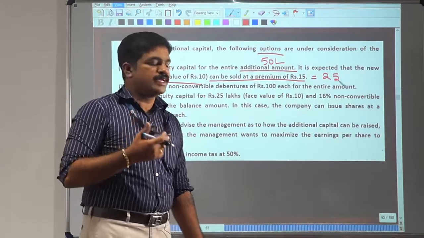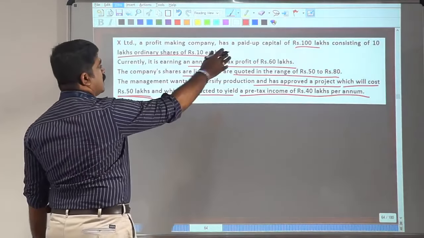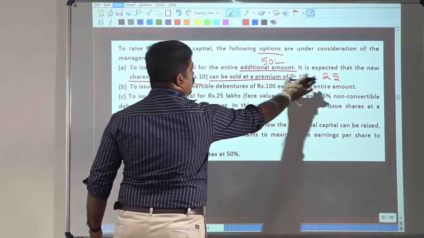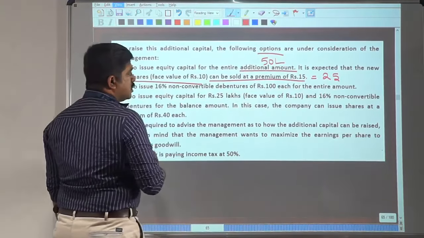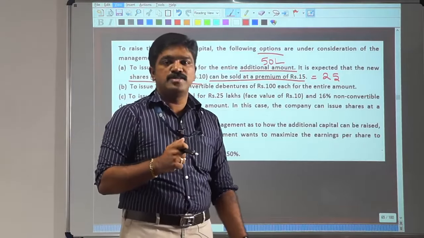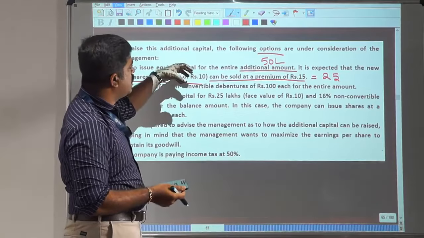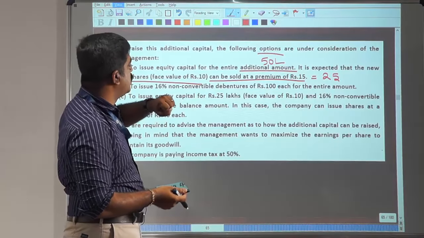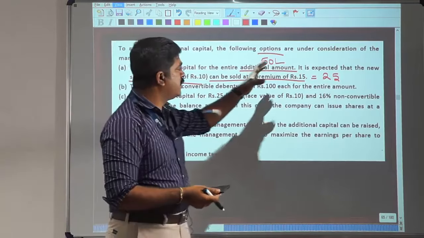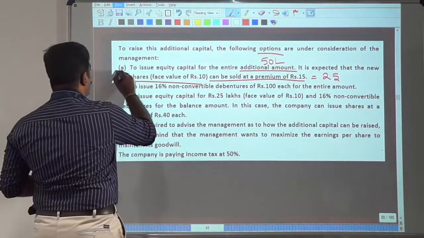And what are the already existing shares? How many shares do they have already? Already I think they have 10 lakh shares. So 50 lakhs divided by 25, say 2 lakhs. So 10 lakh plus 2 lakh, the company will have a revised number of shares as 12 lakhs. Now that 12 lakhs has to be distributed among equity shareholders in the form of EPS, and that information will help you when you want to calculate EPS. Okay, that's your option 1.